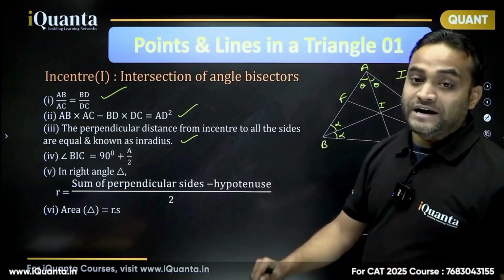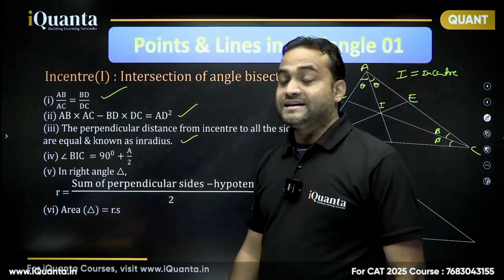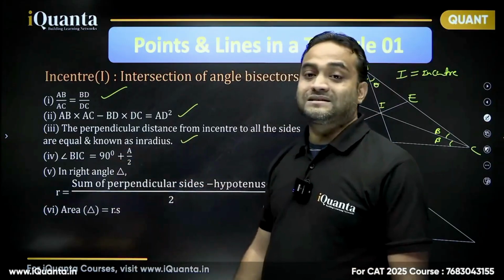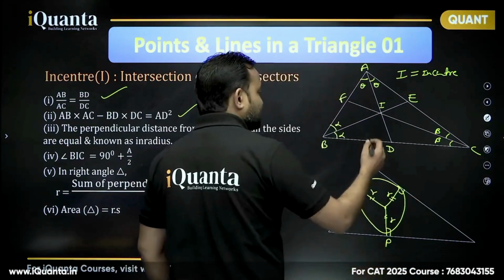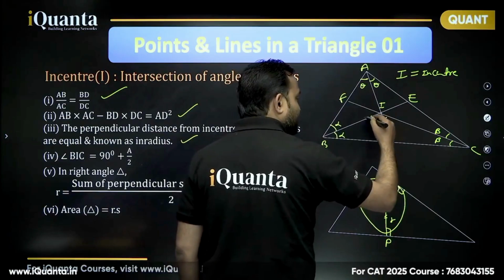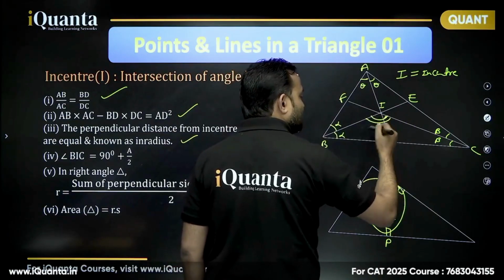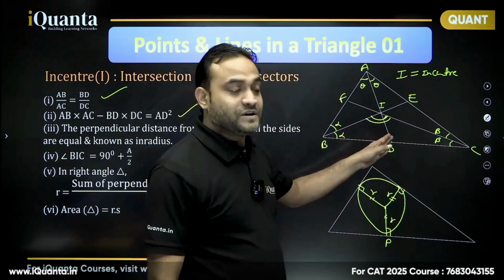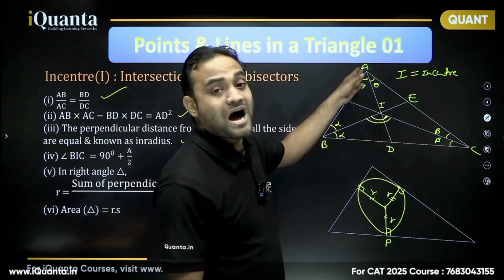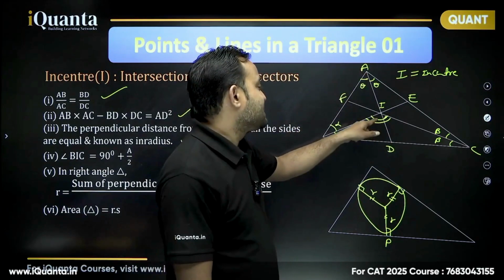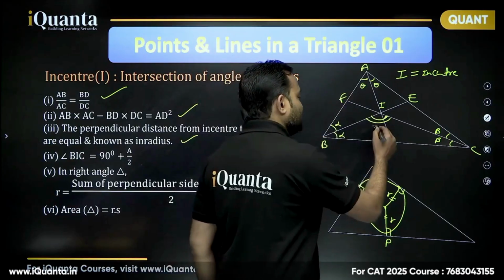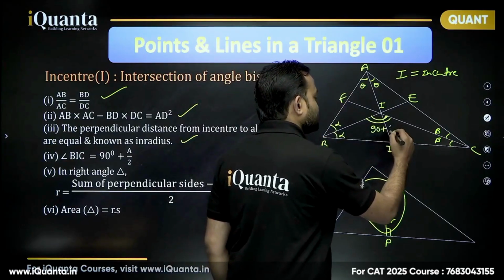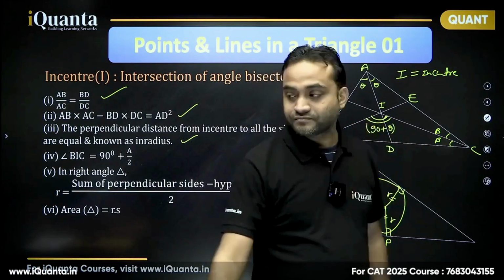Then the fourth point is angle BIC is equal to 90 degree plus A by 2. So this is angle BIC, this angle. We are talking about this angle. BIC will be equal to 90 degree plus half of angle A, or we can say 90 degree plus theta. This angle will be 90 degree plus theta in this triangle.